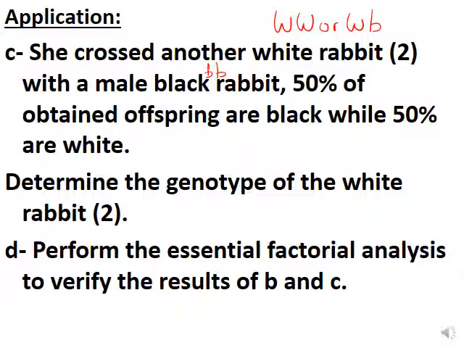How many different phenotypes do we have? We have two different phenotypes, 50% black, 50% white. So here, sure, the dominant should give two different types of gametes. So here it should be WB and not WW. Perform the essential factorial analysis to verify the results.